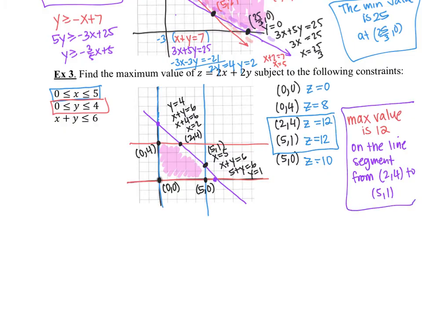Okay, so what did I just say? On the line segment from (2, 4), this is (2, 4), this is (5, 1), every single point along this line segment will actually give you a maximum value of 12. This occurs occasionally. It occurs when the line you're trying to optimize is parallel to one of the lines that is a boundary of your region.